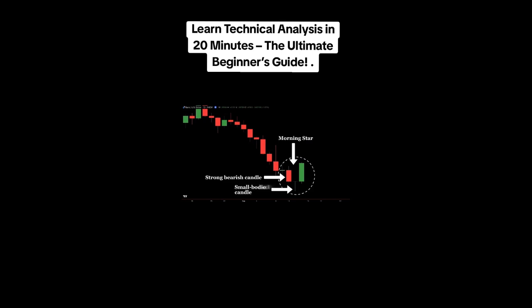The second candle is a small-bodied candle, which can be a doji or a small bullish or bearish candle, indicating indecision in the market. The third candle is a strong bullish candle that closes deep into the first candle's body, confirming that buyers have taken over.